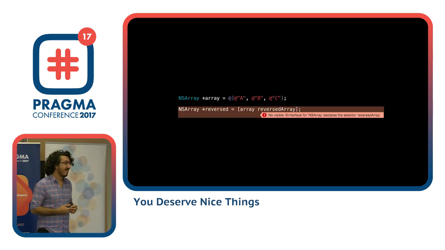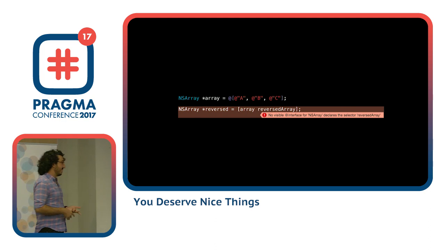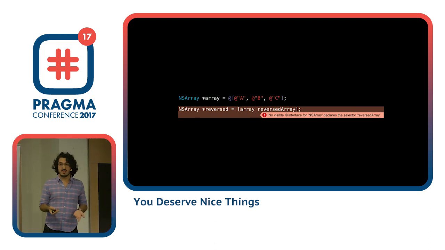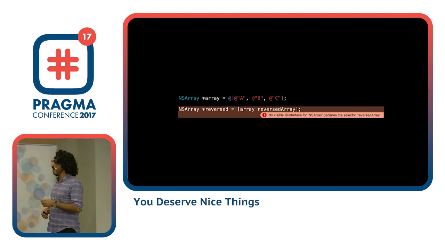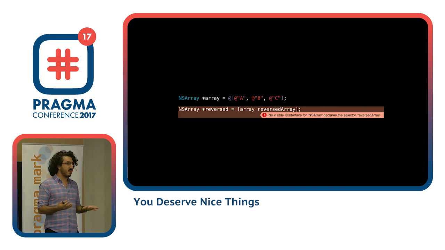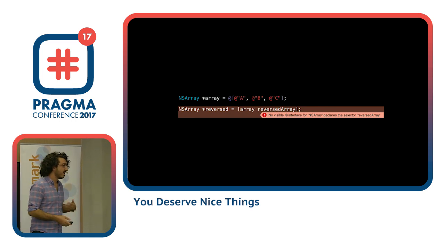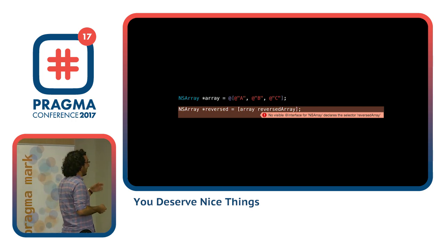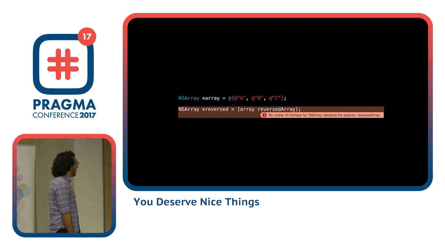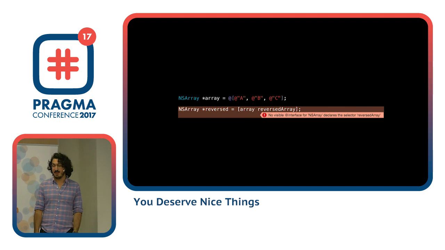Here we go. Let's say you're writing Objective-C and you had an array with 3 elements in it, A, B, and C, and you want to reverse that array. Now, standard Objective-C or Cocoa idioms would lead you to believe maybe this method is called reversedArray. So let's go ahead and type that in and see what that does. And it gives us an error: no visible interface for NSArray declares the selector reversedArray.